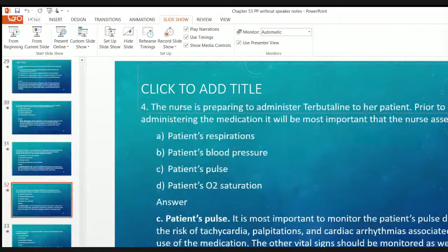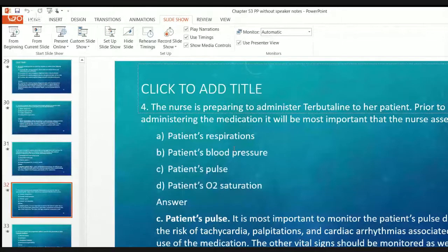Then we have question number 4. The nurse is preparing to administer terbutaline to her patient. Prior to administering the medication, it is most important that the nurse assess: the patient's respirations, blood pressure, pulse, or O2 saturation. And the answer, of course, is C, the patient's pulse.